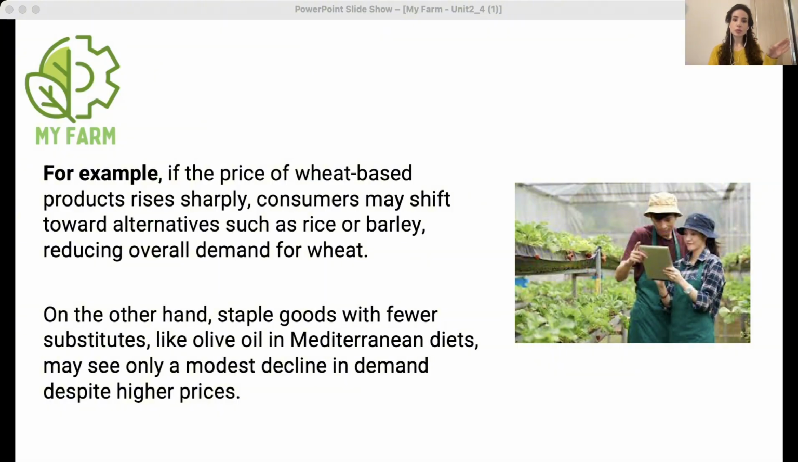In contrast, products with few acceptable substitutes tend to have inelastic demand. Olive oil in Mediterranean diets is a good example of this. Even when prices increase, consumers often continue buying similar quantities. For producers, inelastic demand can provide greater price stability, though it doesn't eliminate risk. So it's important to keep in mind that it doesn't fully eliminate the potential risk.